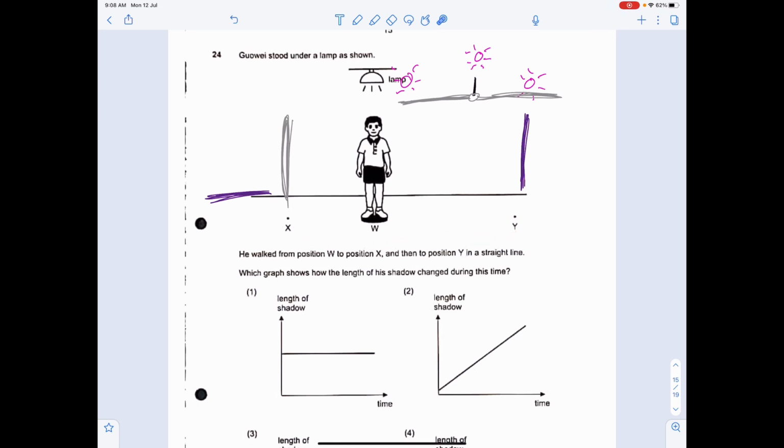So once again, as he walks from here, okay, at the center, he's supposed to be the shortest shadow. As he walks from point W to X, his shadow will increase. Because as you can see, he is walking away from the sun. The light source is over here. Okay, so his shadow increases. Then he walks back. He goes closer to under the light source. His shadow should decrease and then start to increase again.